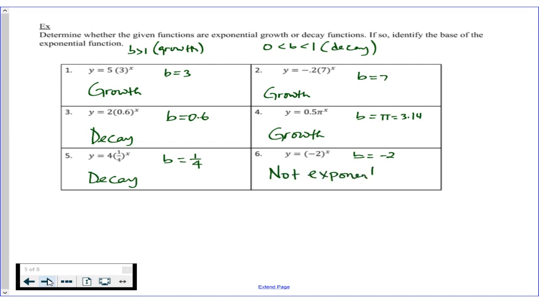Okay, so you have to pay attention to b. b cannot be negative. If b is negative, that's not an exponential function, so it is neither a decay nor a growth function. Okay, so did you guys understand how to find the base and how to identify an exponential function? Can we move to the next topic?